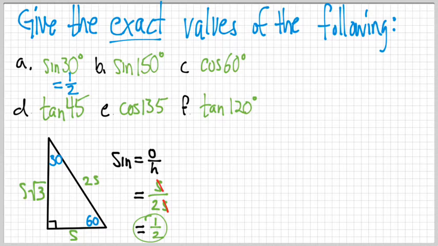We'll go to cosine. I'm going to skip sine of 150; we're going to come back to that. So first I'm going to do cosine of 60, because this is another one you could have memorized. And we'll kind of use these easy ones to find the harder ones.